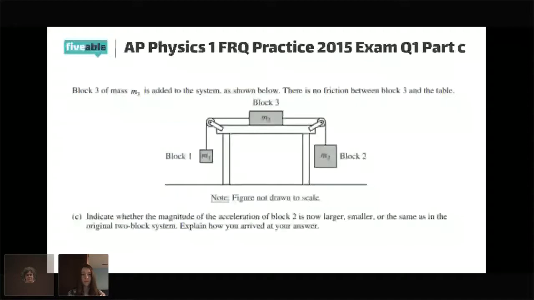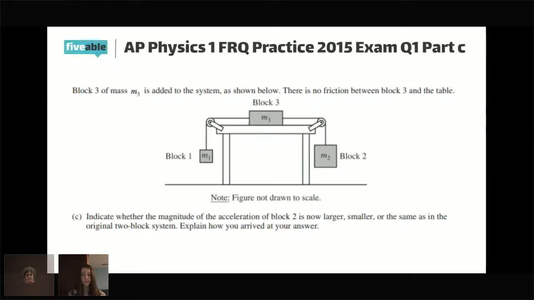It says block 3 of mass M3 is added to the system as shown below. There is no friction between block 3 and the table, and it says indicate whether the magnitude of the acceleration of block 2 is now larger, smaller, or the same as in the original 2-block system. Explain how you arrived at your answer. Actually, we can go over that towards the end. I'm going to use a whiteboard for that, but it's not in the slides.